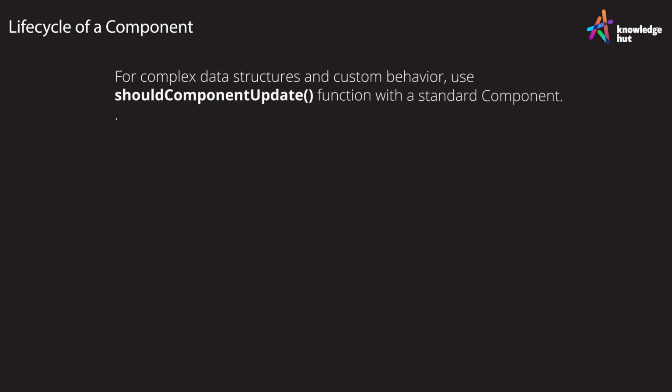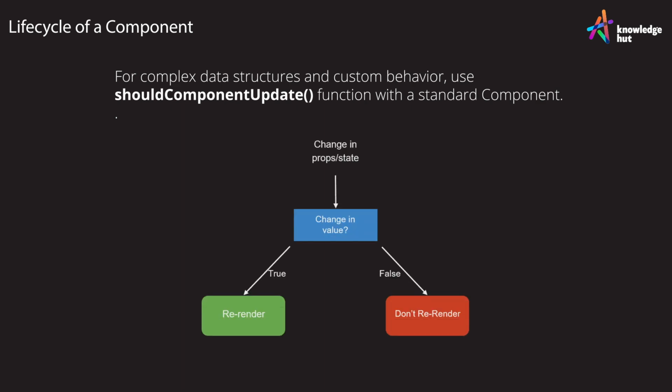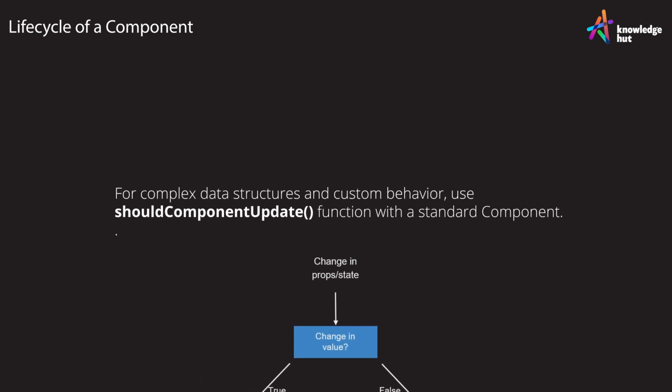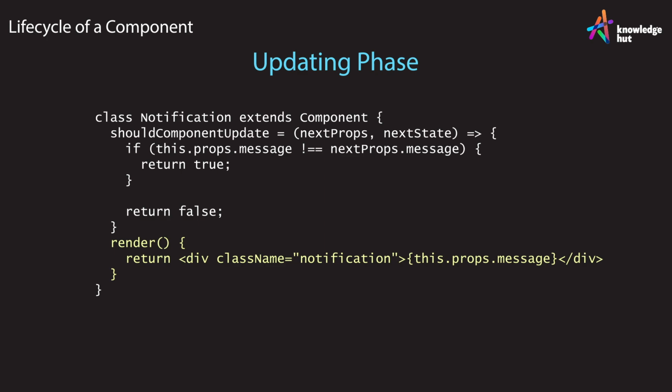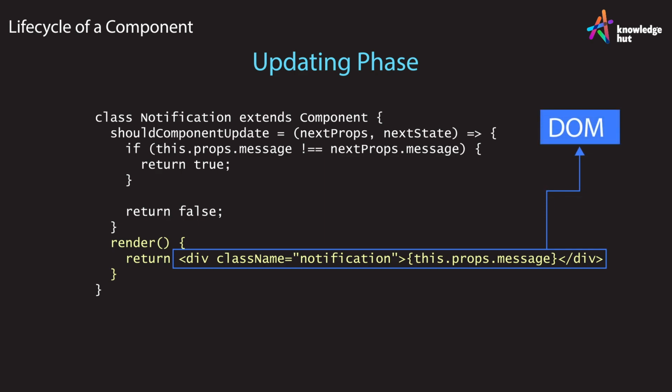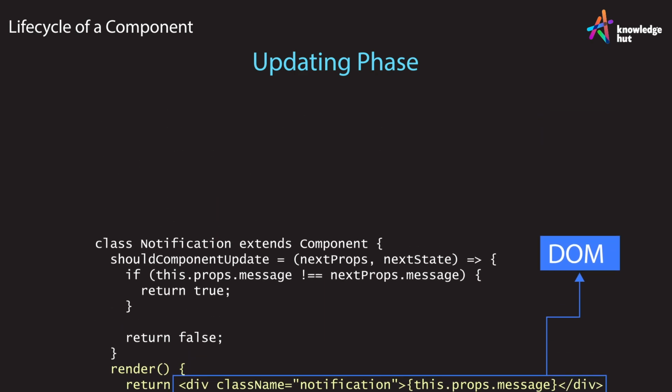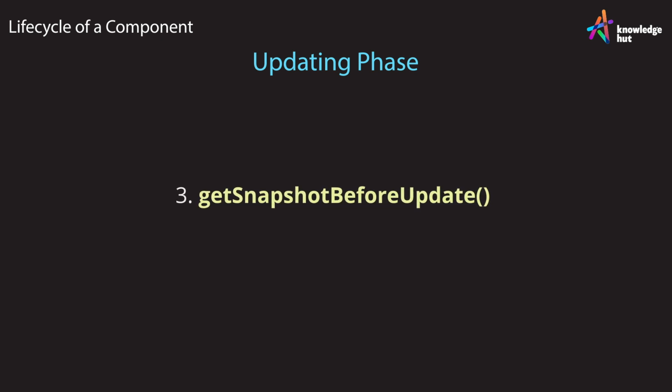For customized behavior involving complex data structures, you should build a component that implements the shouldComponentUpdate function with your own custom comparison logic. At this point in the updating phase, we have decided if we want to re-render or not. If so, the render method is called, which returns a revised set of nodes to be updated in the DOM. But right before the changes are updated in the DOM, we get to use the getSnapshotBeforeUpdate function.